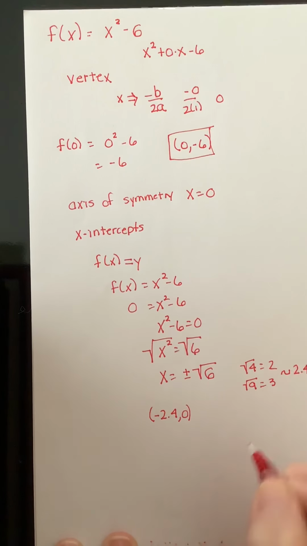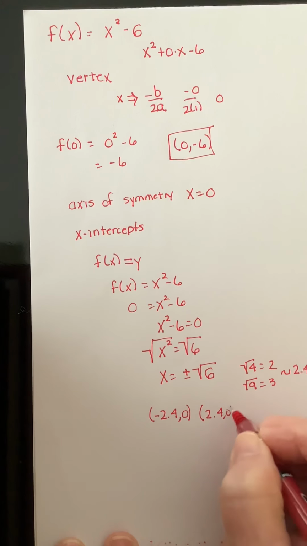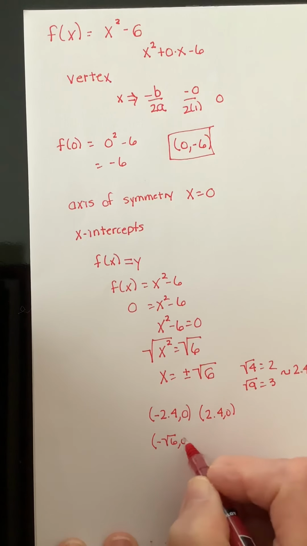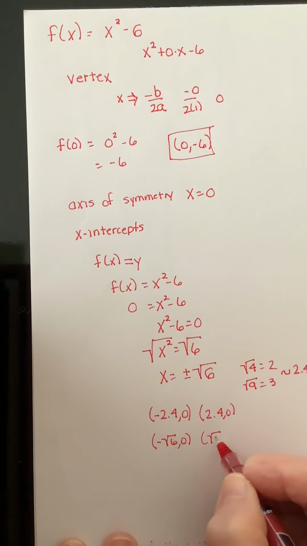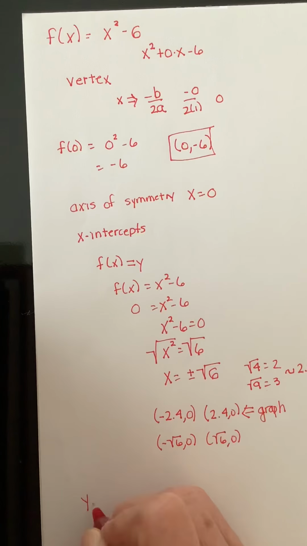Now I'm just doing this for graphing. I'll tell you what you would write on your test. And then a positive 2.4 and 0. On your test, you would write this as negative the square root of 6 and 0 and positive the square root of 6 and 0, but I did this for graphing purposes. This is just so we can graph it. Okay, that's our x-intercepts.